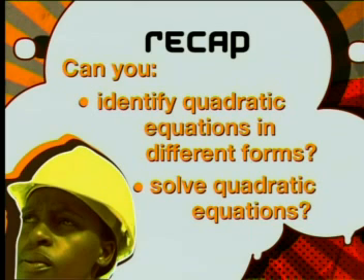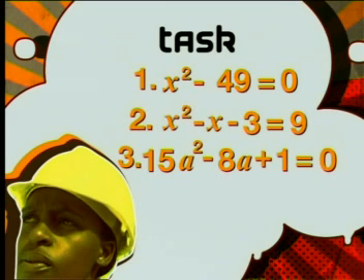Now, we have used some fairly easy examples to practice today, but you need to check whether you can do the following. Can you identify quadratic equations in different forms? Solve quadratic equations? To see if you really can, solve these equations for the unknown variable. X squared minus 49 equals 0. X squared minus x minus 3 is equal to 9. 15a squared minus 8a plus 1 is equal to 0.